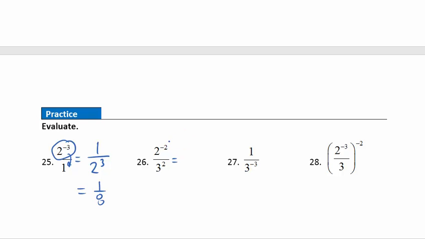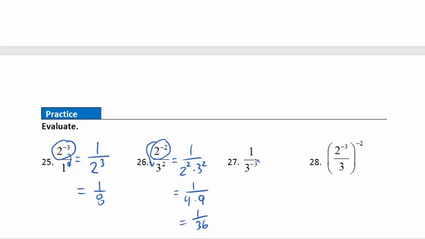26. Here's my factor to a negative exponent. So that one there is coming down to the bottom. So I'll have 1 in the top, and then I'll have 2 to the second power times 3 to the second power. So let's see. 2 to the second power is 4. 3 to the second power is 9. So it looks like we get 1/36 for that answer.